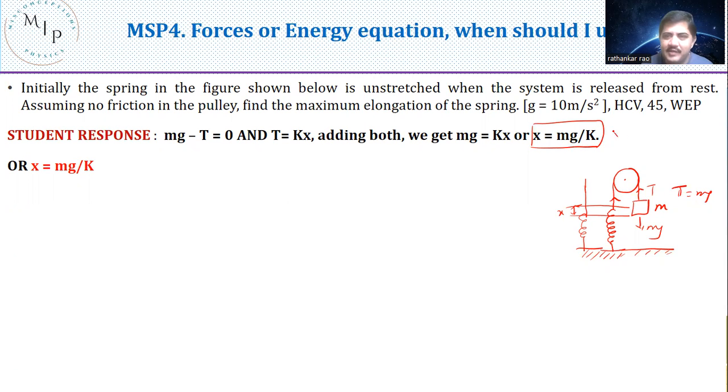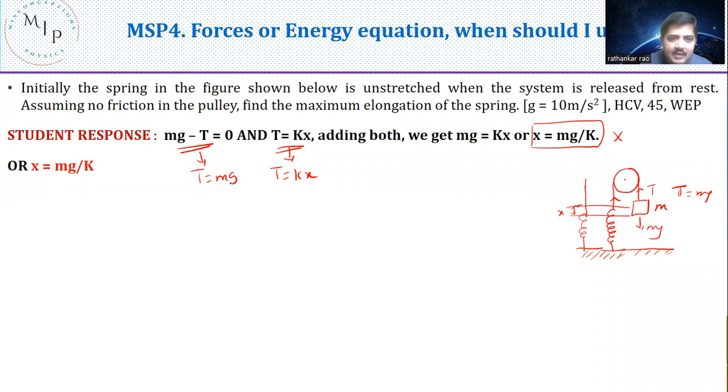But this solution is incorrect. So why is it incorrect? Or why shouldn't we apply this T equal to kx here? And what should we do? So this is the misconception that we need to look at. Now, first thing is that when you write this T equal to kx, and also you write T is equal to mg, you have written two equations, right? From this equation, you have written T equal to mg. Here you have written T equal to kx.